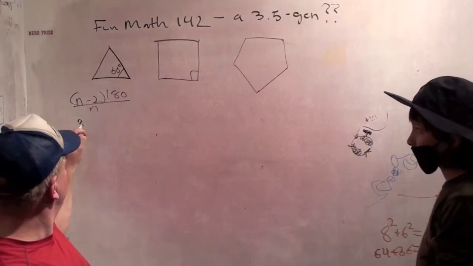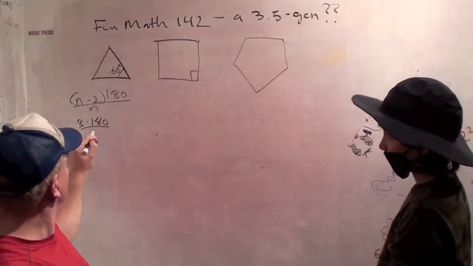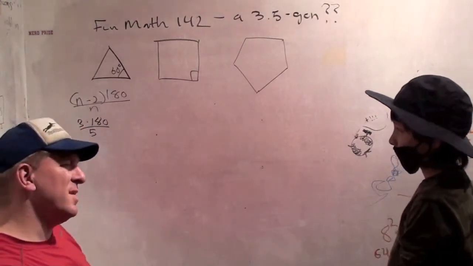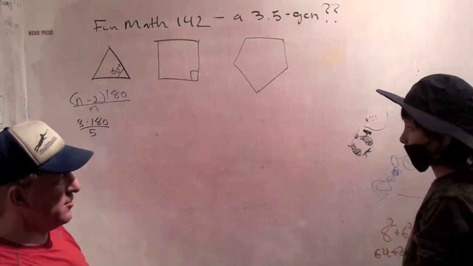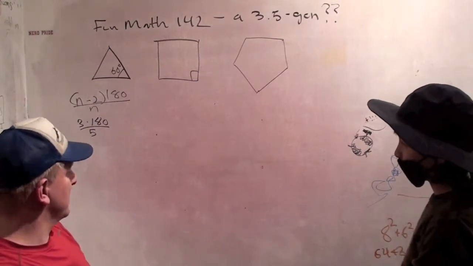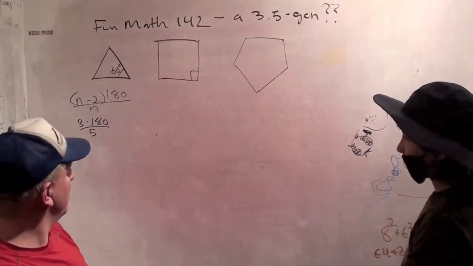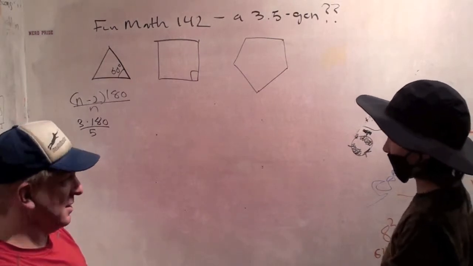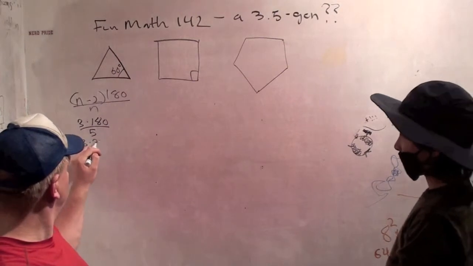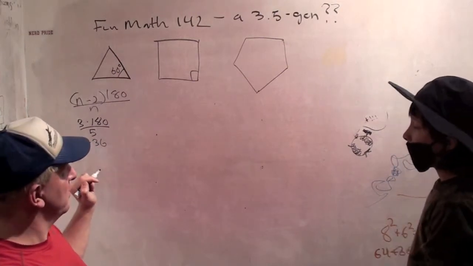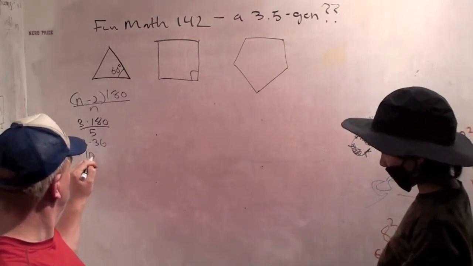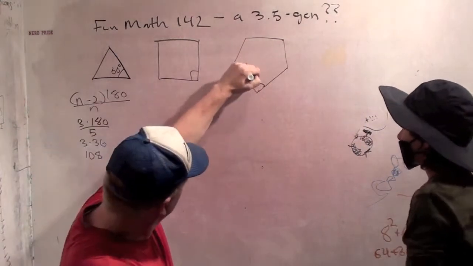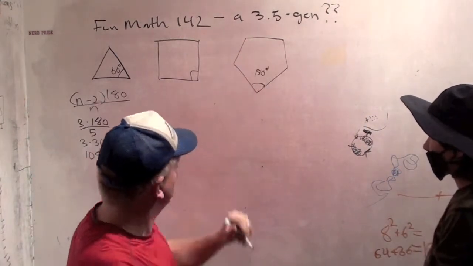So we have 3 times 180 over 5. And what's 180 divided by 5? Can you do 180 over 5 real quick? 180 over 10 is 18. Yeah? It's 36. So it's 3 times 36, which is? It's 108. Very good. So 108 in a pentagon.